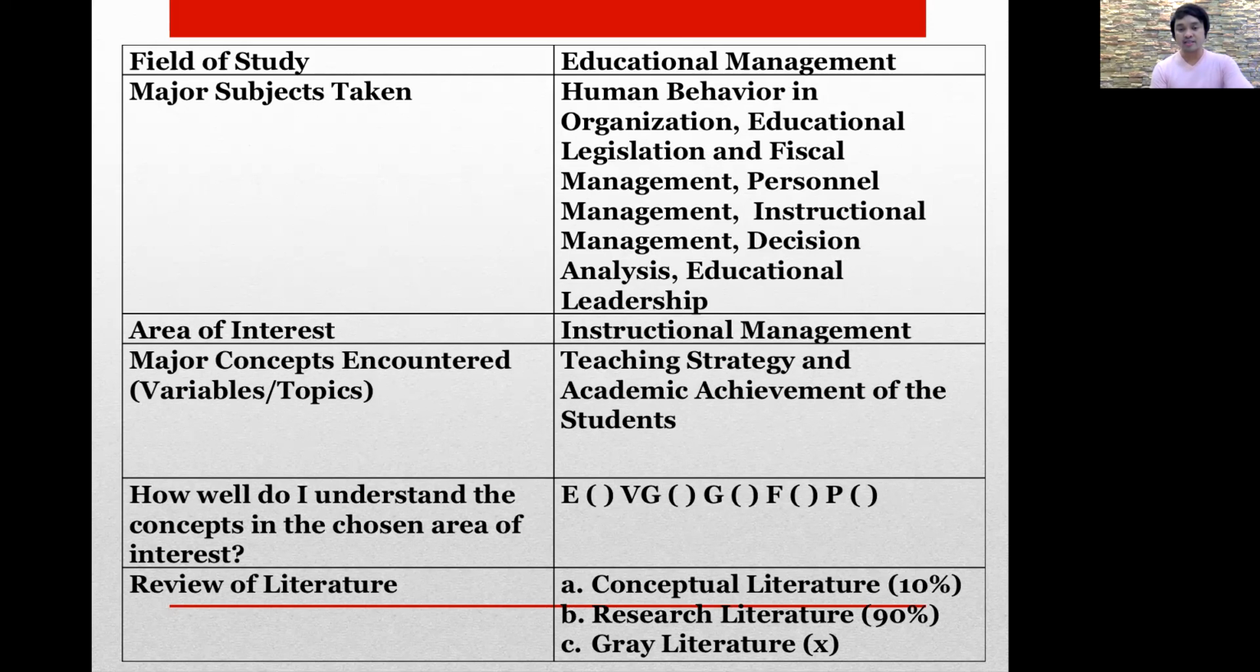So it is suggested that when we get the literature, 10% of the literature must be conceptual, 90% must be research literature, and none should be coming from the gray literature. Ang tanong ay, pwede bang ang gray literature in the future maging research literature? Question. Pwede bang ang gray literature in the future ay maging research literature?